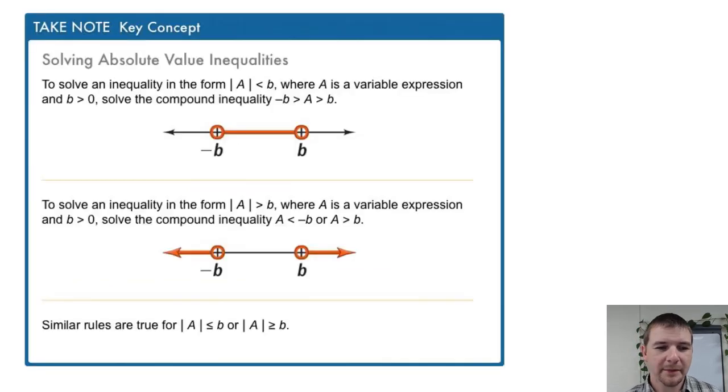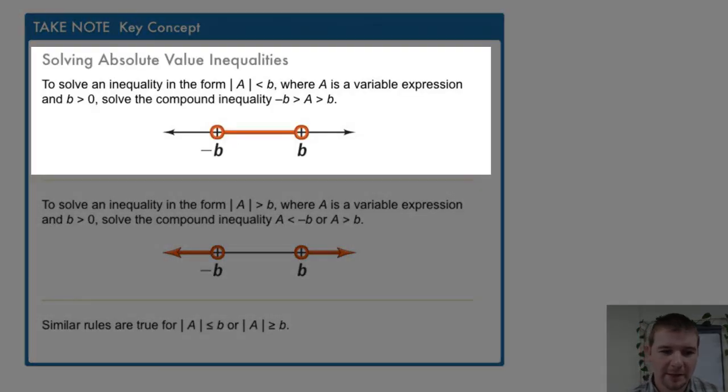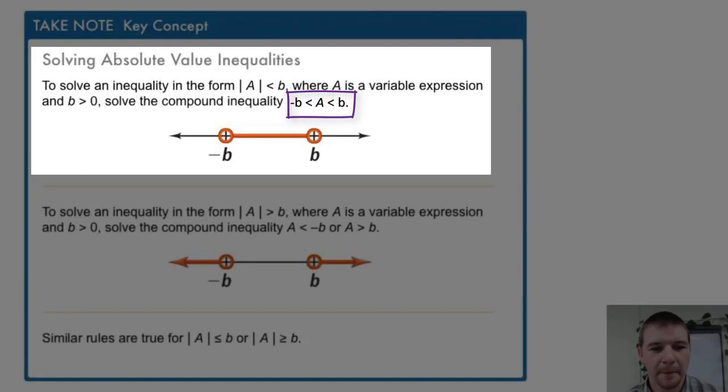A key concept: solving absolute value inequalities. To solve an inequality in the form the absolute value of a is less than b, where a is a variable expression and b is greater than 0, solve the compound inequality negative b is greater than a is greater than b. Those inequality signs should be reversed. The negative of b should be less than a, which should be less than b.